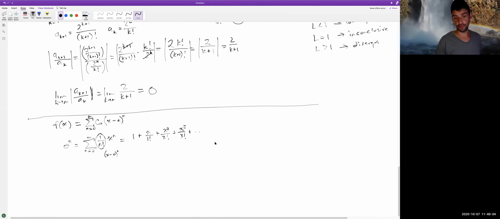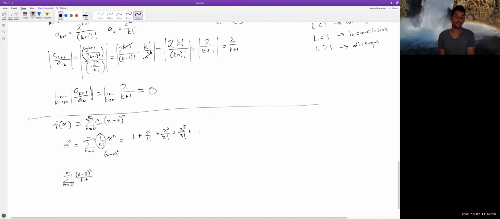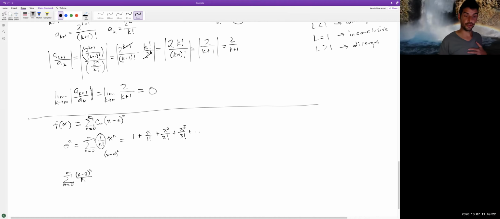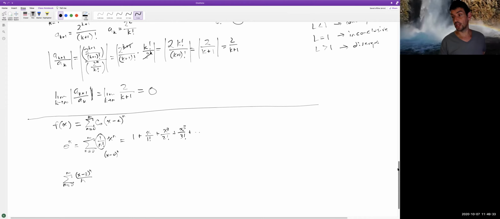So for example, here's a function represented by a series. The coefficient is 1 over n. I just made it one fraction. x minus 3, that's the x minus a. So 3 is a in this one, to the nth power.